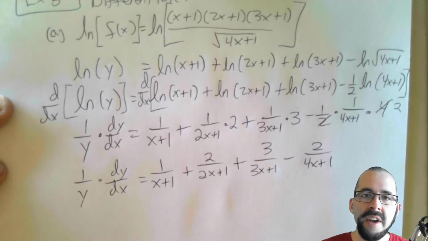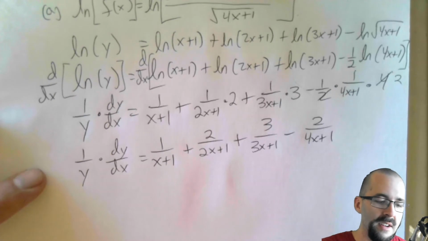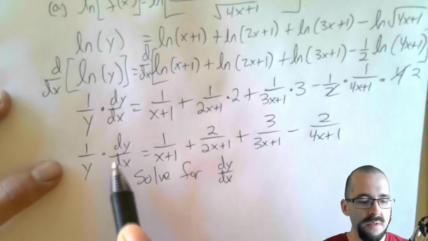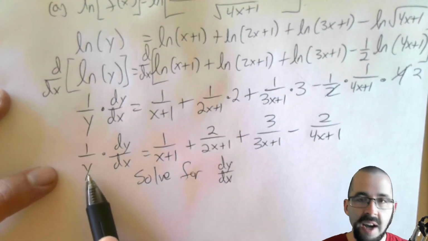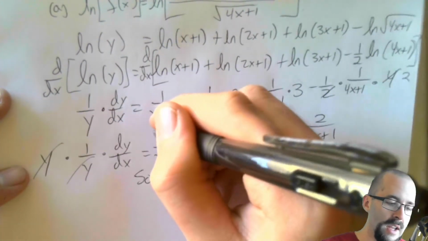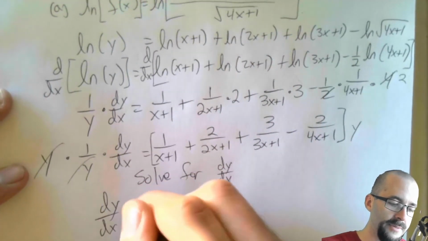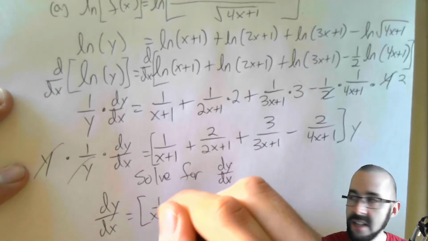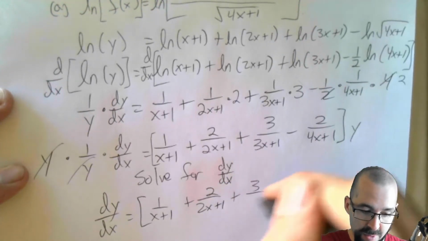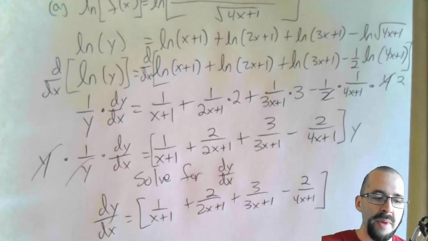But the problem is we're trying to find y prime. So we need to solve for dy/dx. Right? We need to solve for dy/dx. So to get it by itself, we're going to multiply both sides by y. So this side gets multiplied by y. They're going to cancel. And this side gets multiplied by y as well. So we're going to get dy/dx is equal to 1 over x plus 1 plus 2 over 2x plus 1 plus 3 over 3x plus 1 minus 2 over 4x plus 1, multiplied by y.